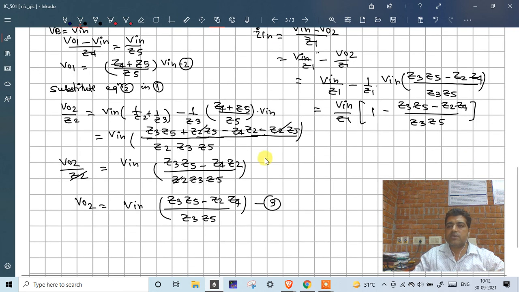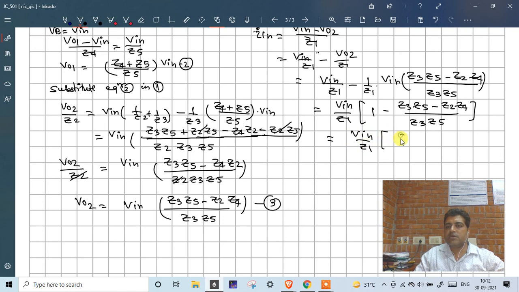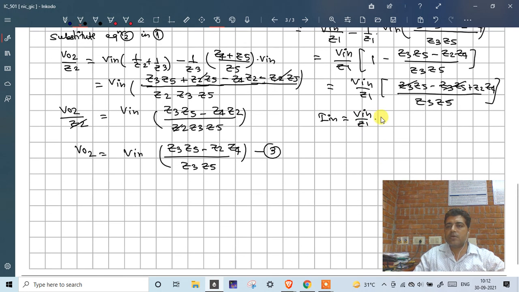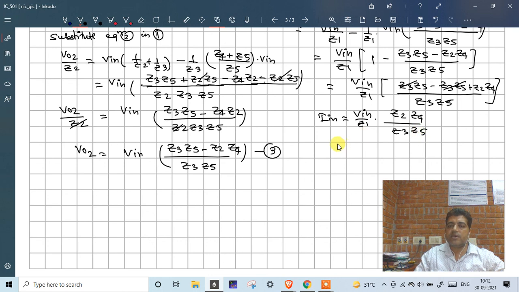Now we are going to simplify it. So this will be Vin upon Z1 in the bracket (Z3 Z5 minus Z3 Z5 plus Z2 Z4) all divided by Z3 Z5. This is cancelled out, so I can write IN equal to Vin/Z1 into Z2 Z4 divided by Z3 Z5. So I can write simply Vin upon IN, which will be known as Zin. This will be equal to Z1 Z3 Z5 all divided by Z2 into Z4. So this is called GIC.